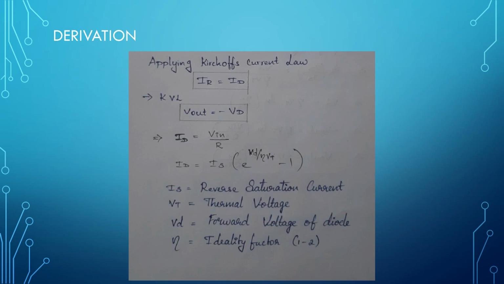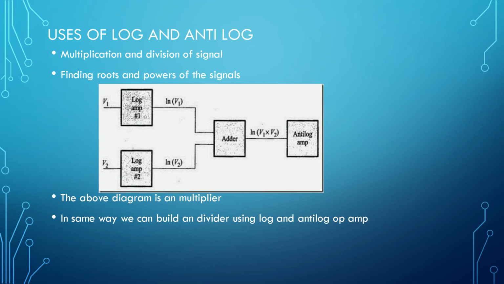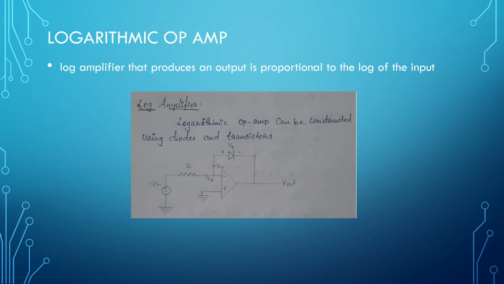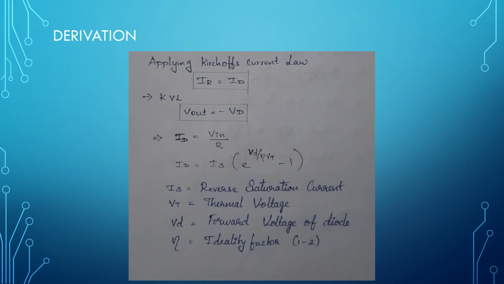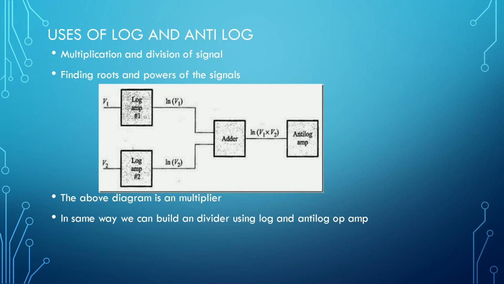As we see in logarithmic, in the same way we can do anti-logarithmic: the diode will be given here, and the resistance will be opposite to that. Applying the same KCL or KVL rule, we can find the anti-logarithmic value. The uses of a log amp: using a log amp we can perform multiplication and division of signals. Finding the root and power of a signal also becomes easier.